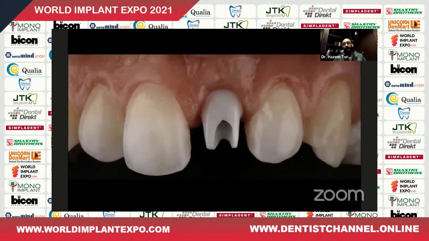Now, this is what we changed our abutment to. We changed it into a customized zirconia abutment. After this, we have corrected both problems, tissue contour and tissue adhesion.